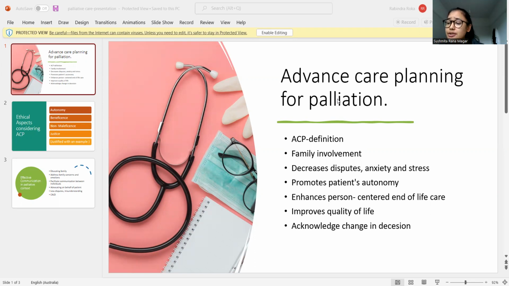ACP promotes patients' autonomy, which is the right to make their own decision, and contributes to improving the quality of life by emphasizing person-centered care. It is also important to acknowledge change in decisions along with change or progress in disease conditions and patients' preferences. Now, moving forward to the next slide.